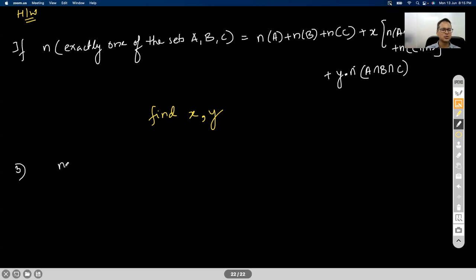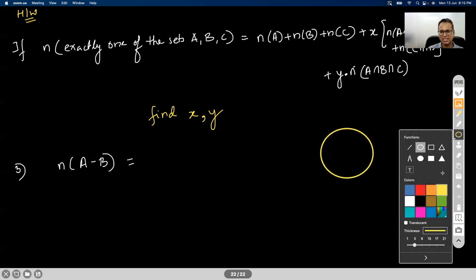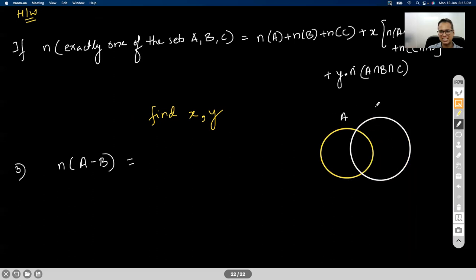So if somebody asks you, what are the number of elements in A minus B? Now, just imagine the Venn diagram of A minus B and tell me, what expression could you possibly write for N A minus B? I just make a diagram for everybody to recall that A minus B part. So let's say this is A and this is B. Okay, so A minus B is this zone. So how will you write this?